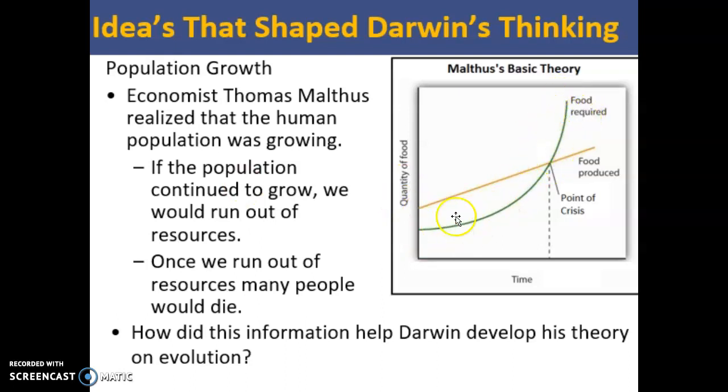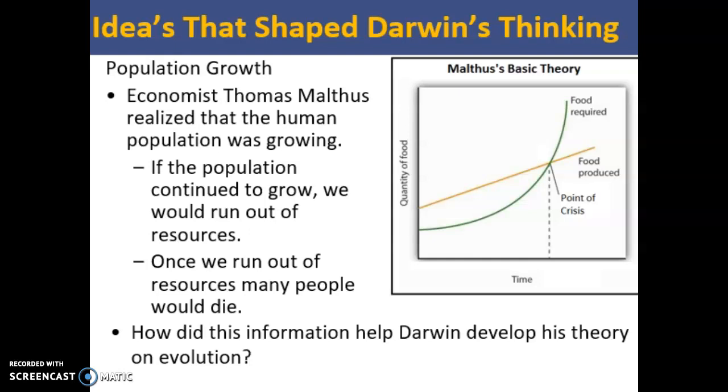And Malthus theorized that even though the population is growing exponentially, England's ability to grow and import food was only increasing linearly, as this yellow line right here. So he realized that there will reach a point right here where the population size exceeds the amount of food produced in the country, and at that point the population of England is going to run out of resources, and then some people are going to die by not having enough food or other resources.